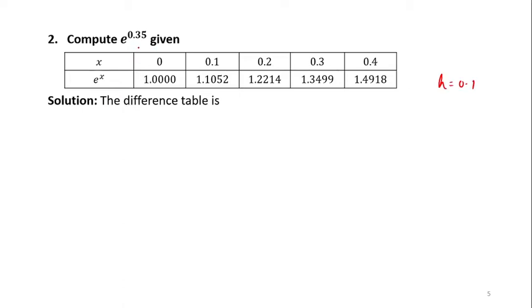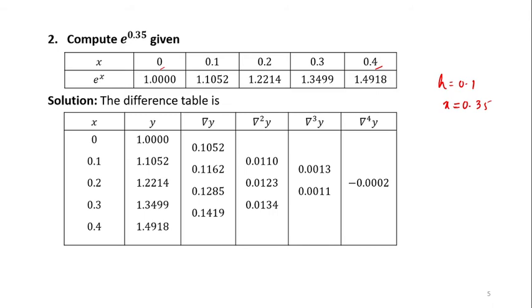Now, in place of x we have 0.35, so x is equal to 0.35 here. Now compare this 0.35 with x naught, 0, and xn, 0.4. Clearly 0.35 is near to 0.4, that is, near the end of the table. Therefore we use the Newton-Gregory backward interpolation formula to find the value of e power 0.35. Now write down the difference table.